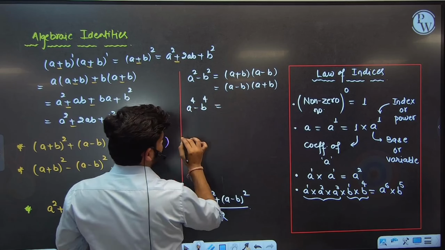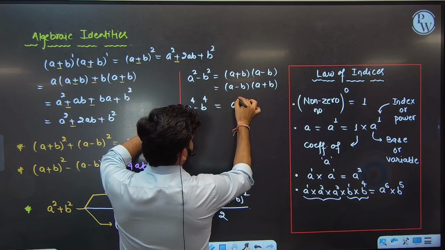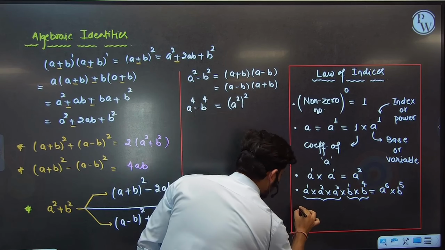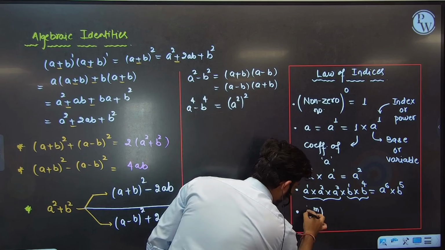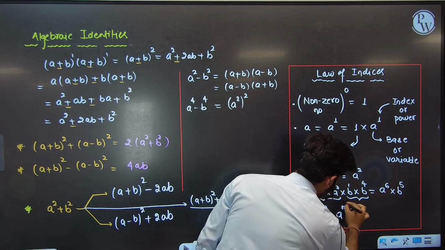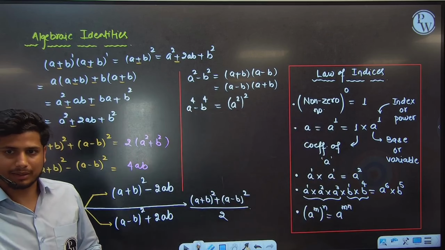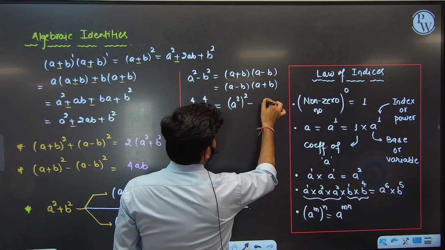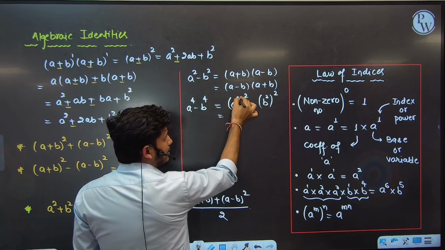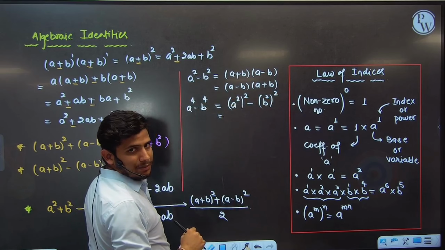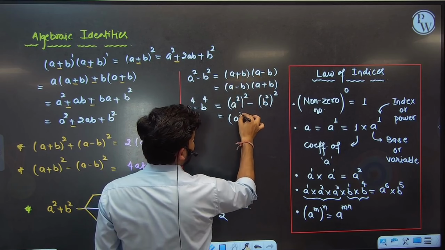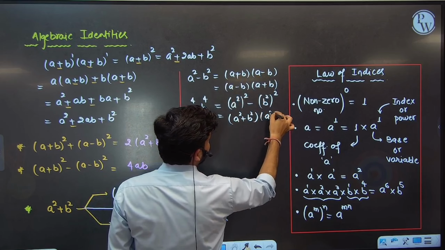Okay, so here split this, a to the power 4 is square of square, because if a to the power m is raised to the power n, then multiply these powers, so a to the power mn. Okay, done. Now minus b square. Suppose a square is one expression, then a square minus b square, so what will be the answer? A plus b and a minus b.